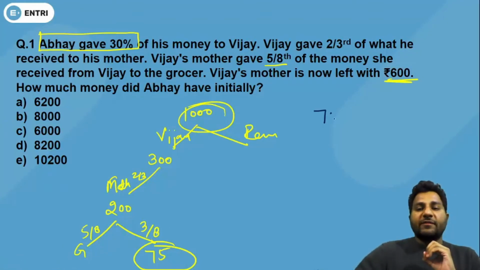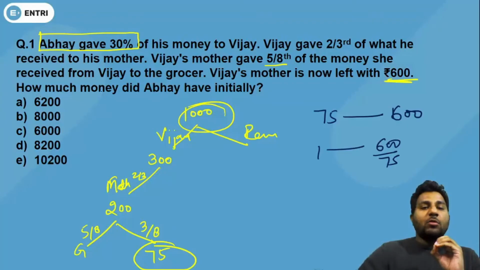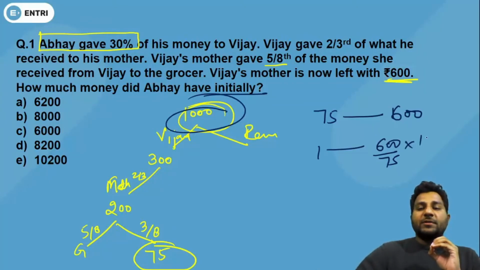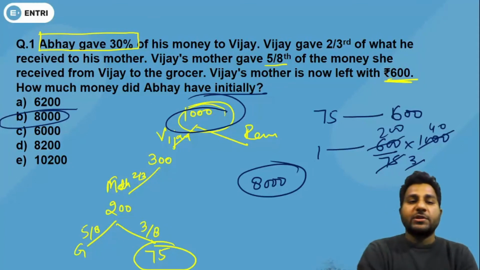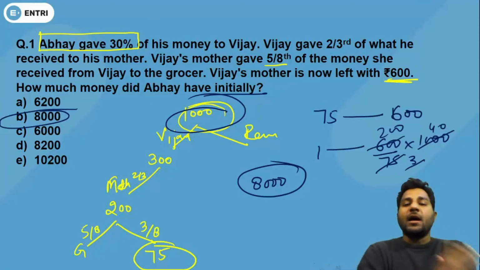Now this 75 must be equal to 600, and one ratio equals 600 by 75, which is 8. They are asking how much money Abhay had initially. So Abhay initially had 1000 units, so 8 times 1000. That means Abhay had 8000 rupees initially. That means option B will be the correct one.